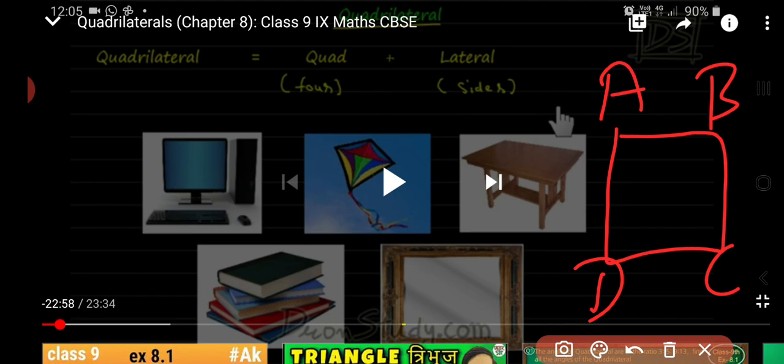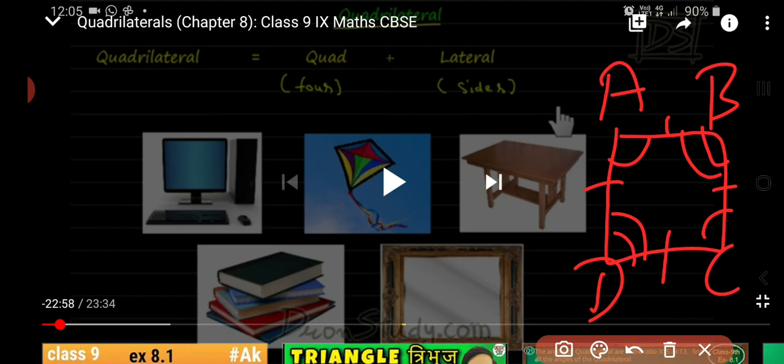Each quadrilateral has two pairs of opposite sides and two pairs of opposite angles. These and these are the two pairs of opposite sides. Understand? Now each quadrilateral has four pairs of adjacent sides and four pairs of adjacent angles also.